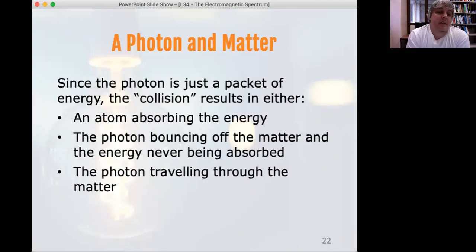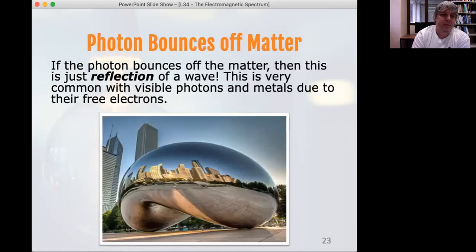Because the photon is essentially just a little packet of energy, there are really only a few things that can happen. The atom absorbs the energy, the photon bounces off the matter, so the energy doesn't get absorbed, or the photon travels through the matter, so the energy essentially passes through as if the matter wasn't there, but it might be affected in other little ways.